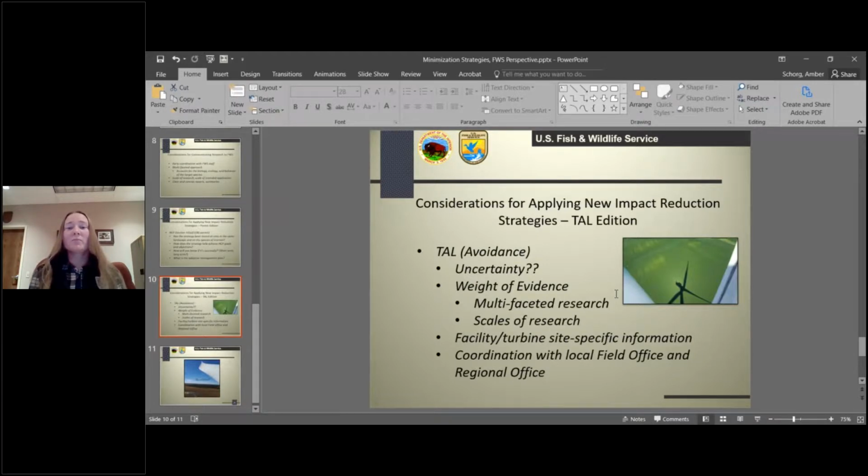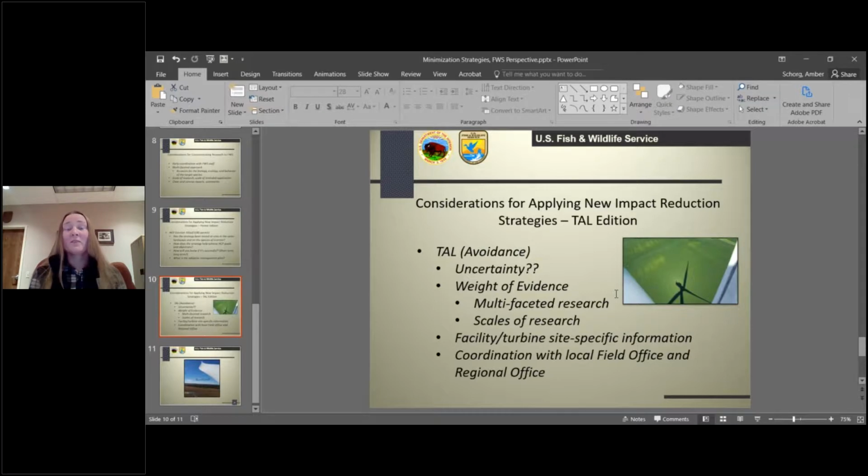we want to make sure that we incorporate and evaluate the facility or the turbine-specific, site-specific information. So the location of a particular project may influence whether or not a technology is true avoidance. Something that comes to mind is if you are very close to a bat maternity colony, the density of bats around those turbines might be higher, as well as the risk that a new technology might not be fully effective might be a little bit higher as well. So something to think about there.